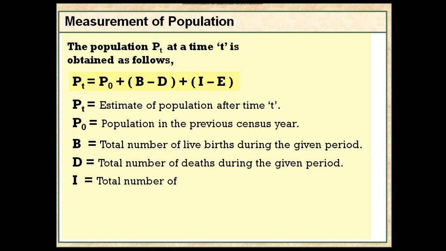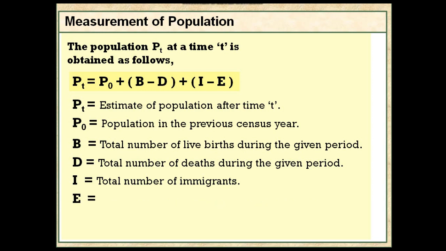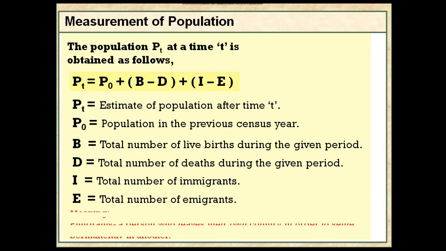I indicates the total number of immigrants, meaning immigrants, a person who comes to live permanently in a foreign country. E means the total number of emigrants, meaning emigrants, a person who leaves their own country in order to settle permanently in another.